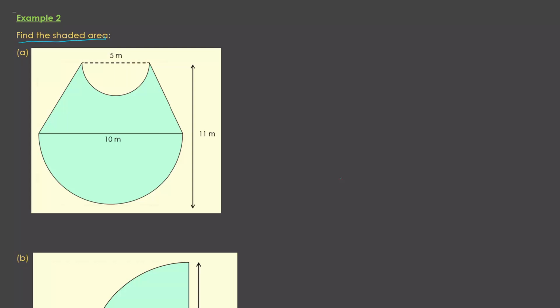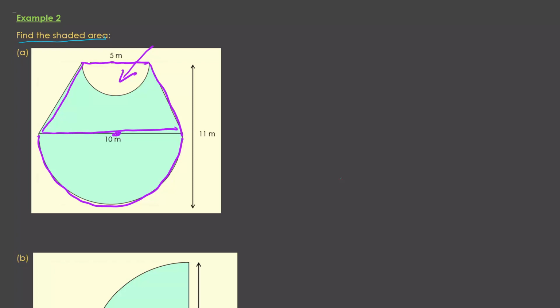So we want to find the shaded area for these composite shapes. If I look at this shape at the top, what I have is a trapezium from which I've cut a semicircle. And then we have a semicircle added onto the bottom.